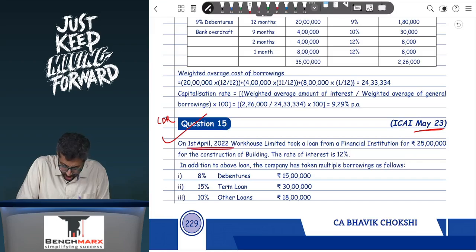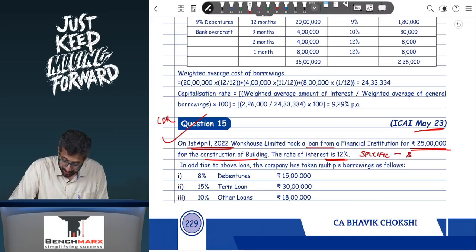On 1st April 2022, Workhouse took a loan from a financial institution for 25 lakhs for construction of building. So this is at 12%. This is specific borrowing, which is taken specifically for the purpose of acquisition of a building. In addition to the above loan, the company has taken multiple borrowings as follows.